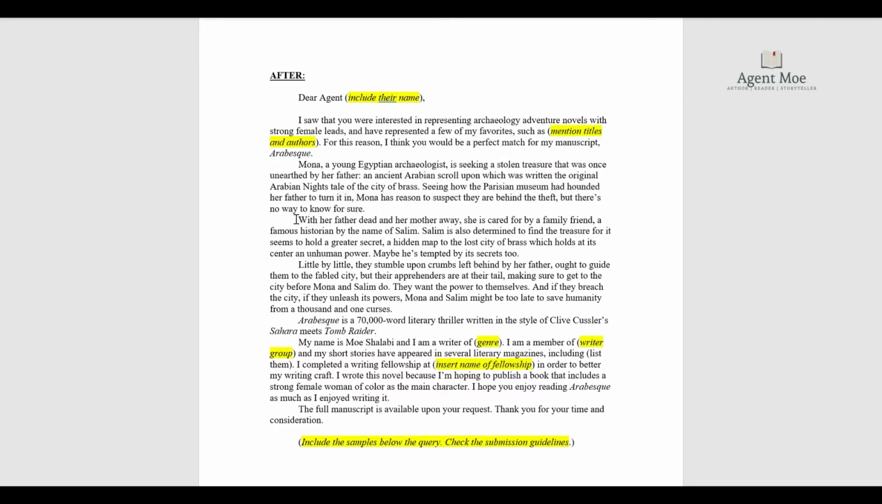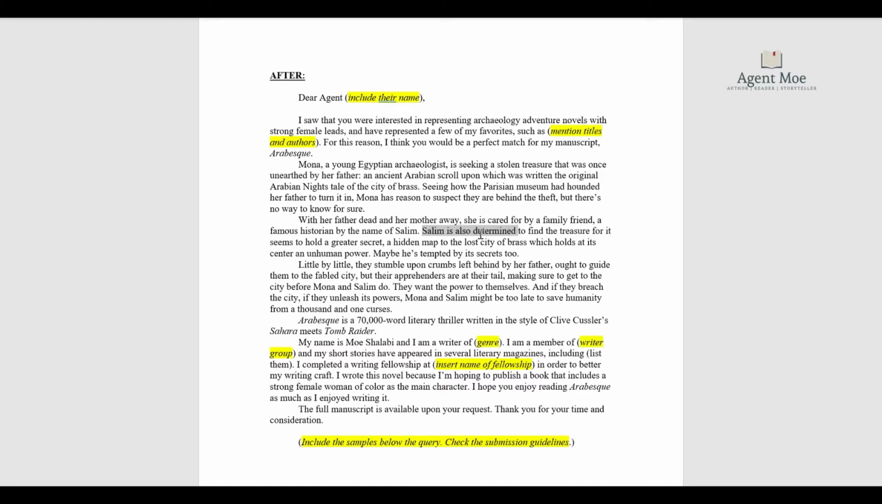Moving on. With her friend dead and her mother away, this is good to know. In the previous and the before example, I included a lot more detail, which is not really important, but this is good to know that her father and mother are absent. She's cared for by a family friend. Now I introduce a new character. What's the importance of this new character? Well, he's a famous historian by the name of Salim. No need for last names. Salim, why is he important?